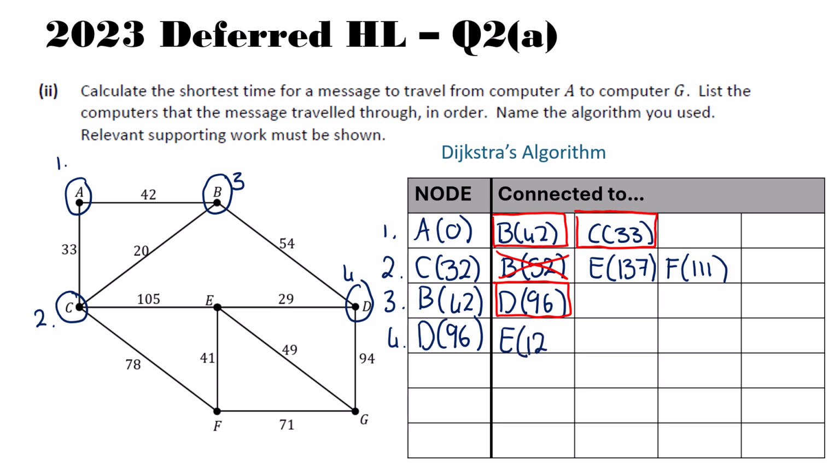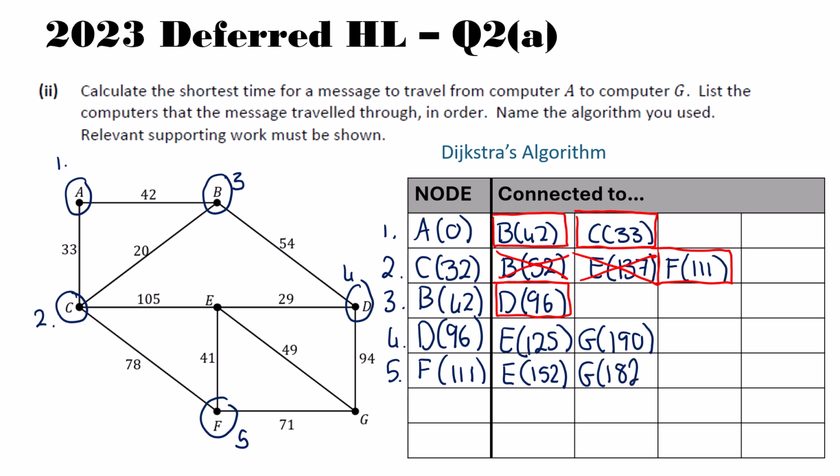So we've 1, 2, 5. And then we also can connect to G, which is 190. So then E has a duplicate, so we get rid of the bigger value. And then our next smallest node is going to be F. So 5 is F, which is 111. This locks in as node F. F can go to E, and that gives us 152. It can go to G, which is 182.